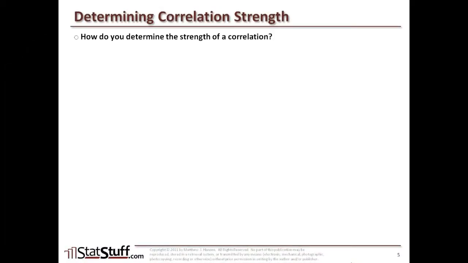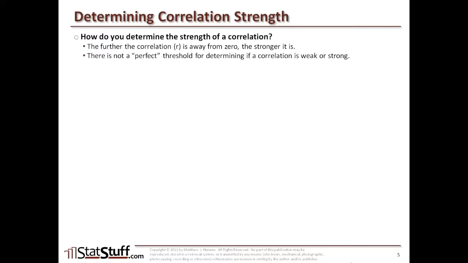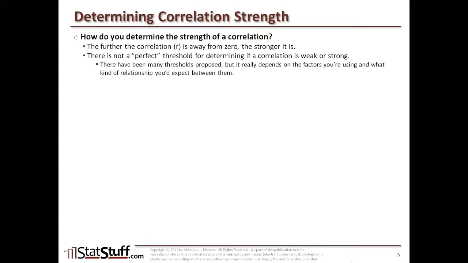So how do you know how to determine the strength of a correlation that you're looking at between two factors? Well, generally the further the correlation, or that R value, is away from 0, the stronger it is. So that is, the closer to a -1 or the closer to a +1 that your R value is, then the stronger that relationship. But there's not a perfect threshold for determining whether a correlation is weak or strong. Some folks have proposed certain thresholds that would say a correlation is strong when it's at least 75% or 50% or something more extreme. But I would not really recommend that.